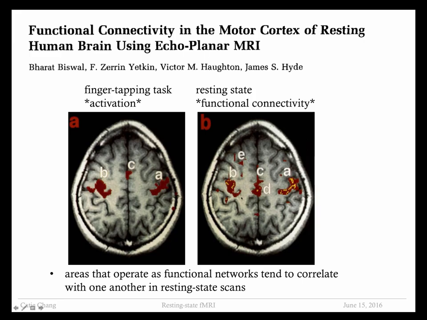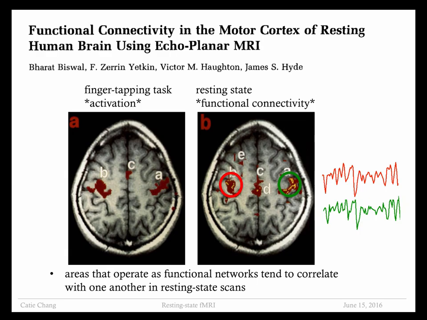So in other words, if we think about taking a voxel from one hemisphere of the motor cortex and pulling out its time course, then it shows up most strongly correlated with the contralateral motor cortex and supplementary motor area compared to other voxels in the brain. And so this was a demonstration that areas that operate as functional networks also tend to correlate with one another in resting state scans. And they and others found that this generalized beyond just the motor network.